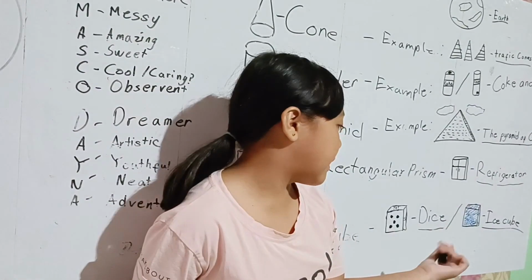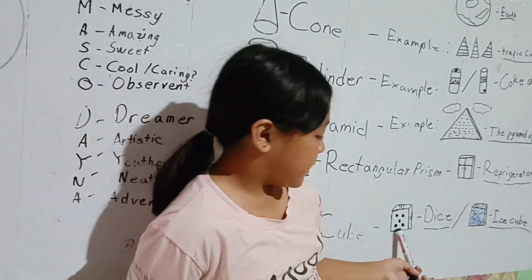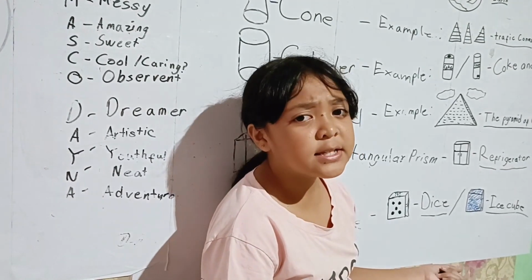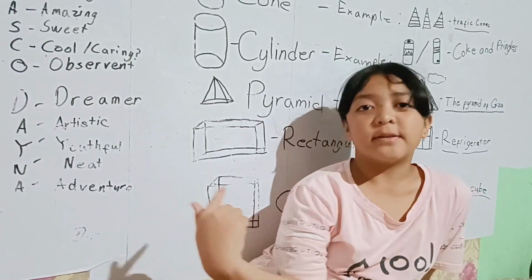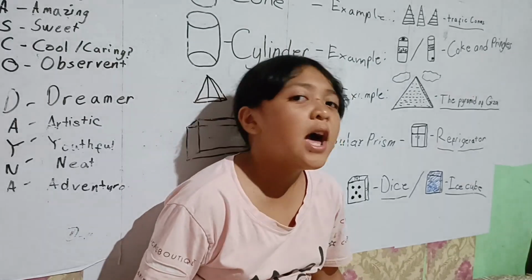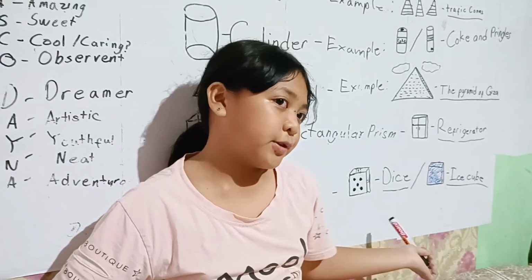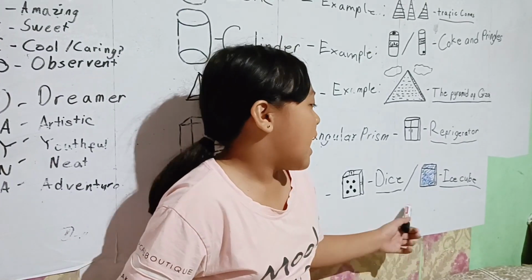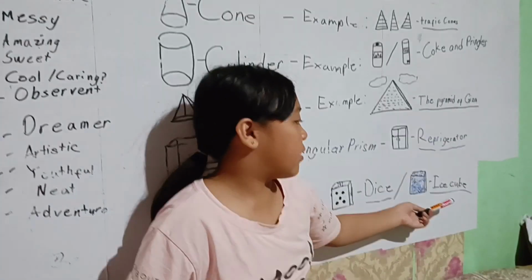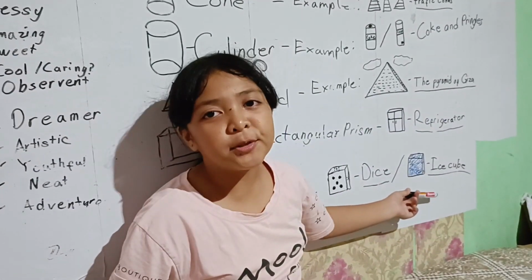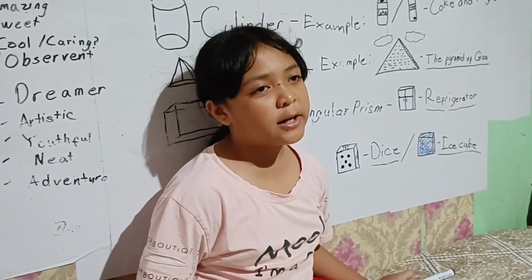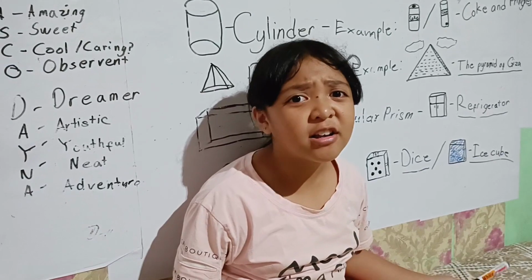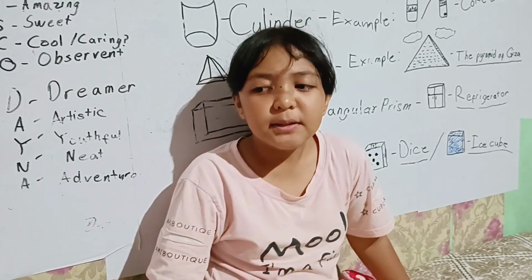And the examples of cube is dice. A dice is like a cube because dice are also cubes. I put a lot of effort on that dice. See, here looks like the real dice. And after the dice, we have here an ice cube. I colored it blue because there's no ice cube that is white. Wait, there is. Ice cubes are clear white.